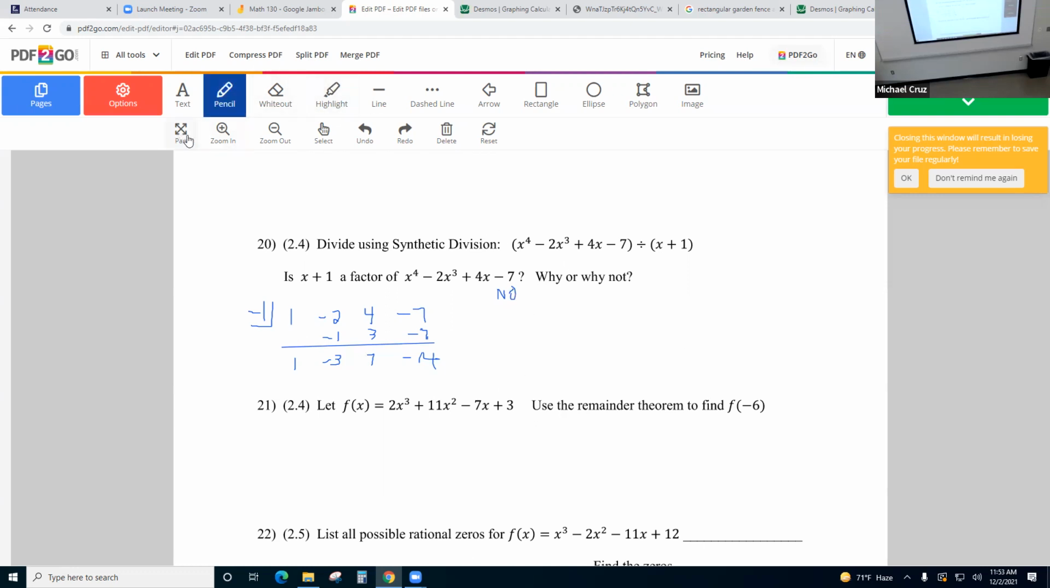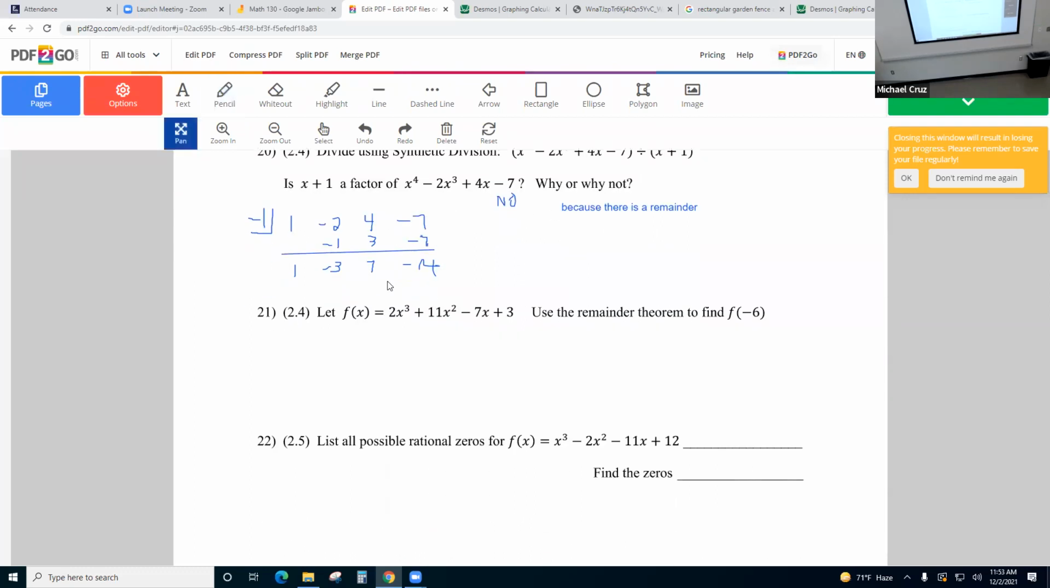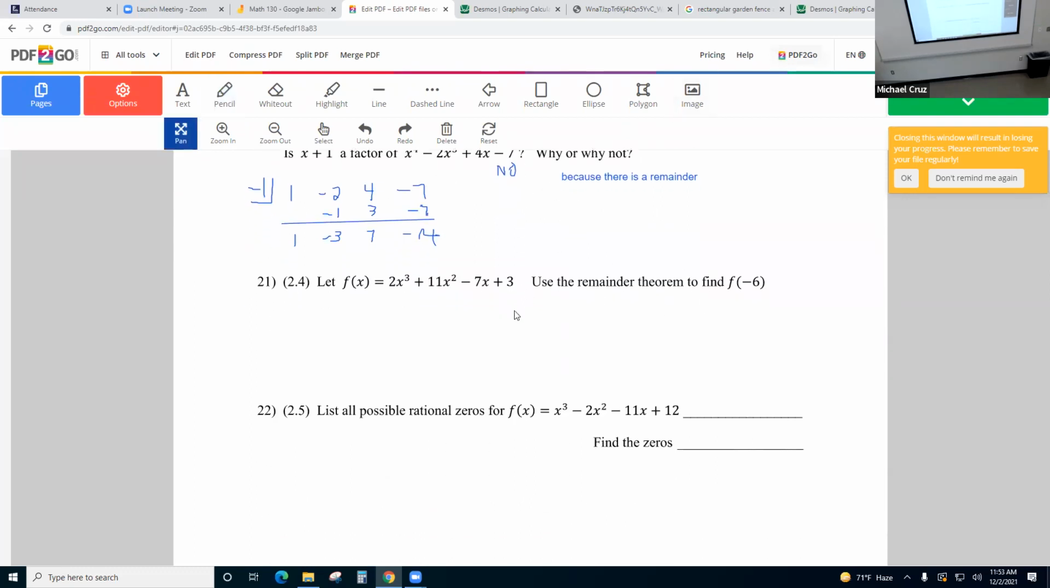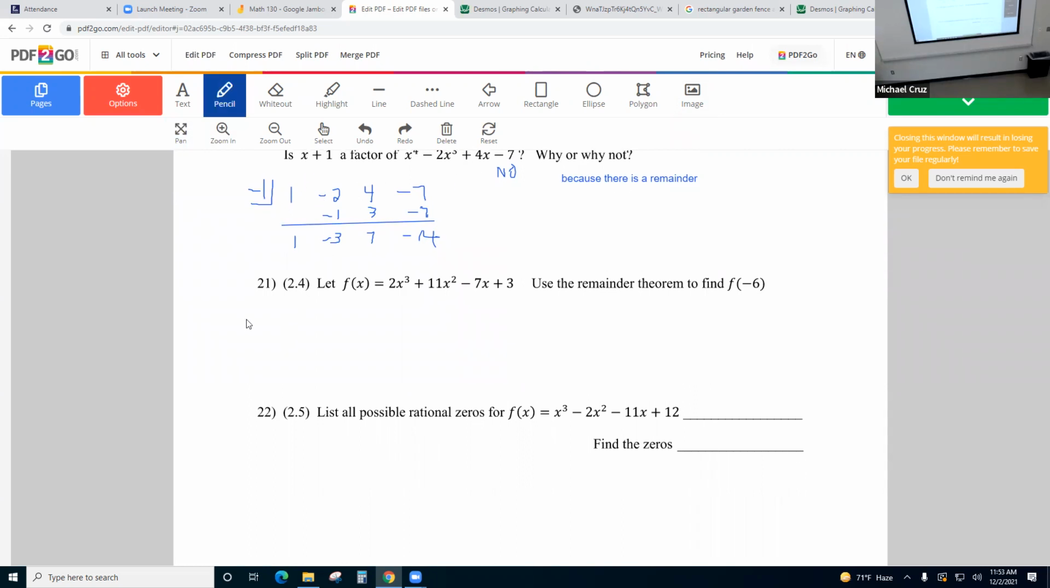So no. And we can just say that because there is a remainder, if it's 0, then we know it works. We know that it's a 0. So this is what this is saying. When it's given like that, then you use that value. That's the main thing that I want to point out here. When they give it to you as a factor, you got to add the negative sign.